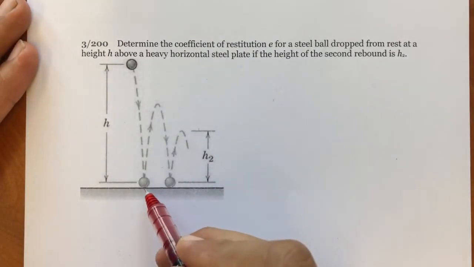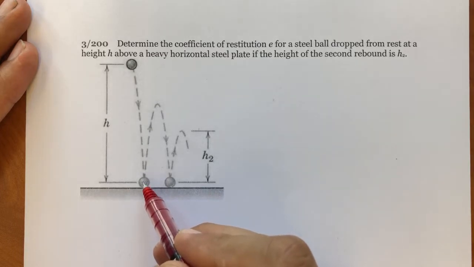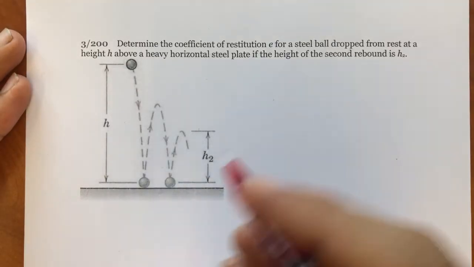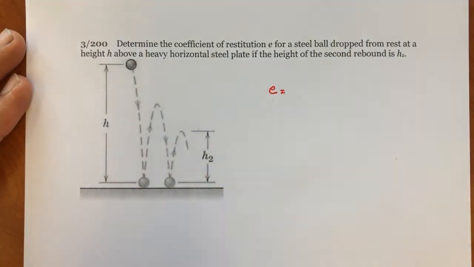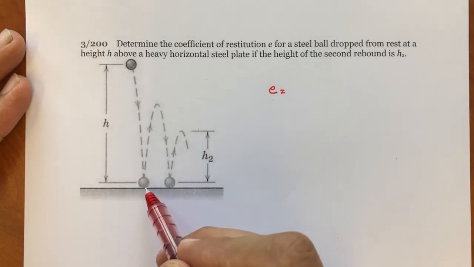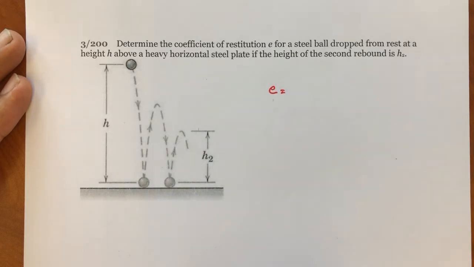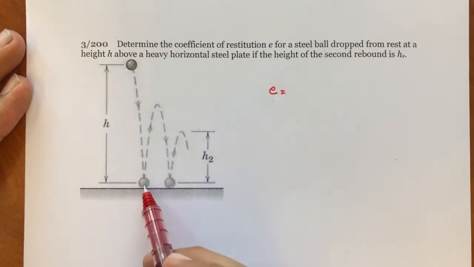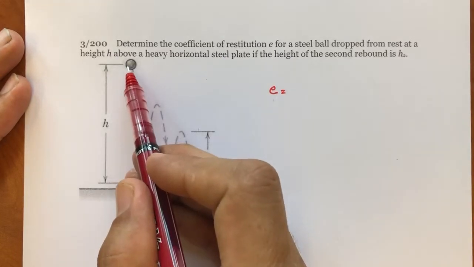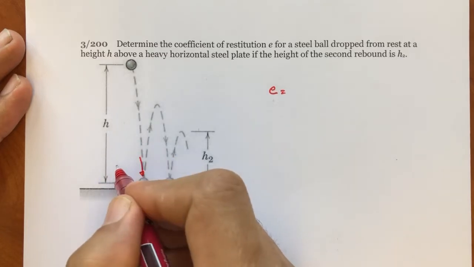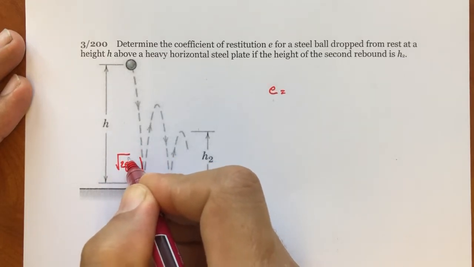So for the coefficient of restitution, we have an equation for it for the impact, right? For example, in the first collision, the coefficient of restitution, based on the definition of it, is equal to the relative velocity of separation divided by the relative velocity before impact. So before impact, the velocity of the particle, if you release it from the height of h, immediately before the impact, is going to be equal to the square root of 2gh.